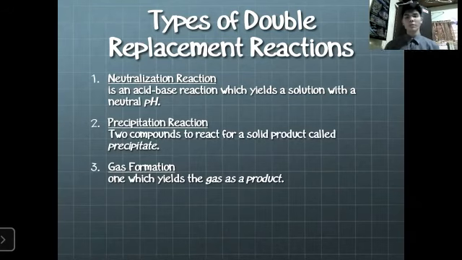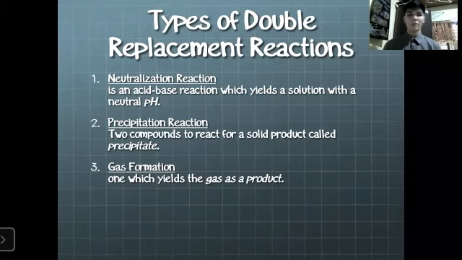Number 2, precipitation reaction. It is when two compounds react to form a solid product called a precipitate. So when you are having a double replacement and you end up with a compound that is solid, we call that a precipitation reaction. You can see it in the examples later.